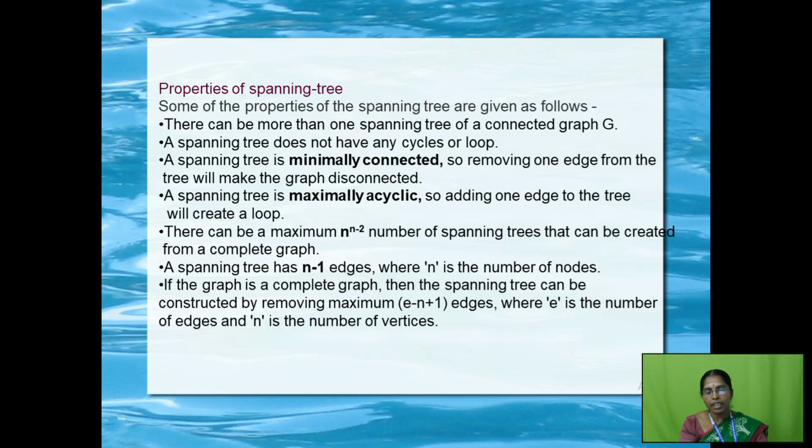We have discussed that a complete graph can have a maximum of n power n minus 2 spanning trees. A spanning tree has n minus 1 edges, where n is the number of nodes. If a graph is a complete graph, then a spanning tree can be constructed by removing a maximum of e minus n plus 1 edges, where e is the number of edges and n is the number of vertices.